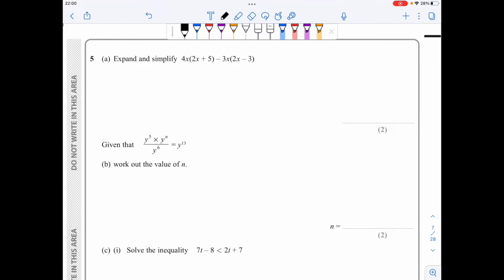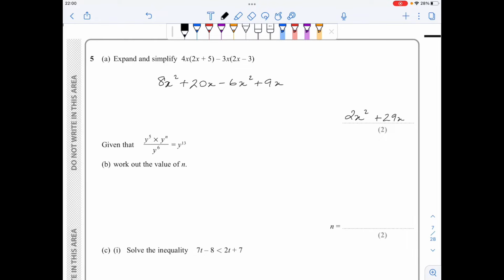For part A, expanding gives me 8x squared plus 20x minus 6x squared plus 9x. And if I simplify, I will get 2x squared plus 29x.